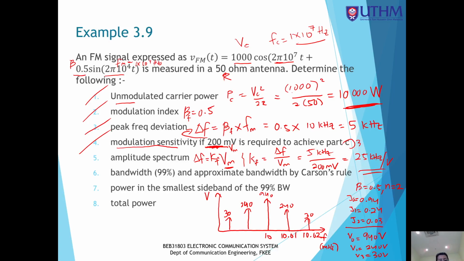Okay, and then for the lower frequency, 10 mega divided by 10k, so you get 9.99. This is 9.99, and this is 9.98.